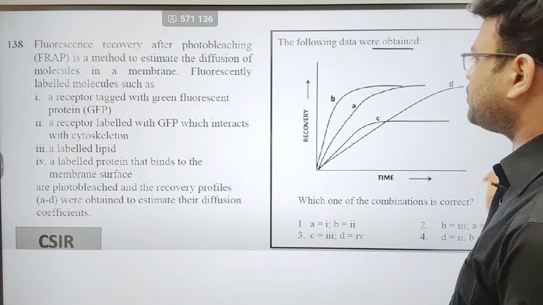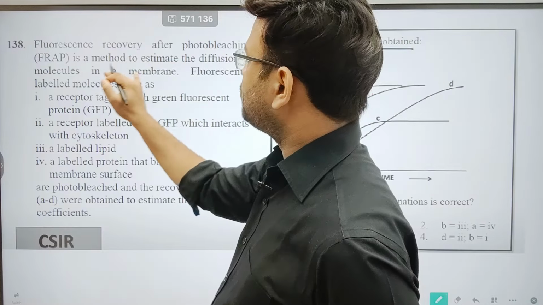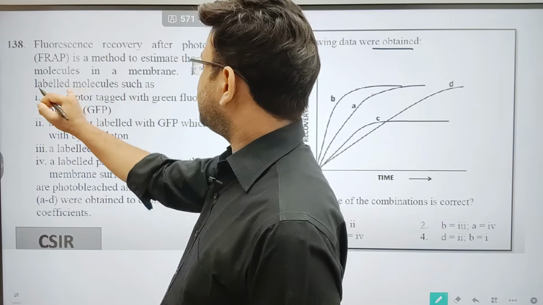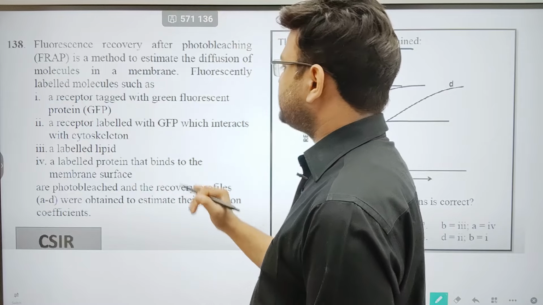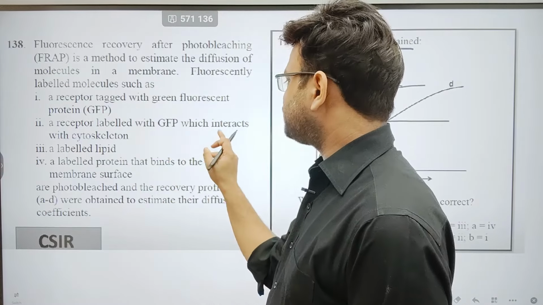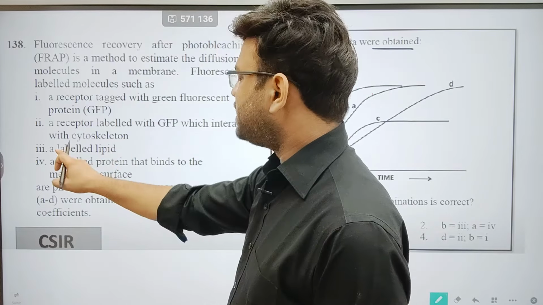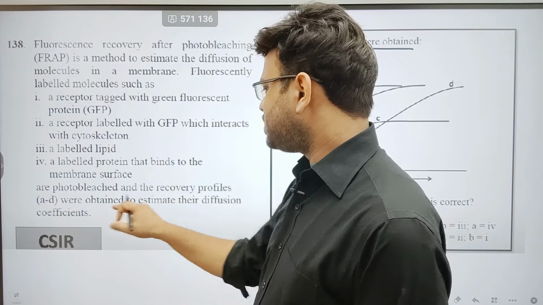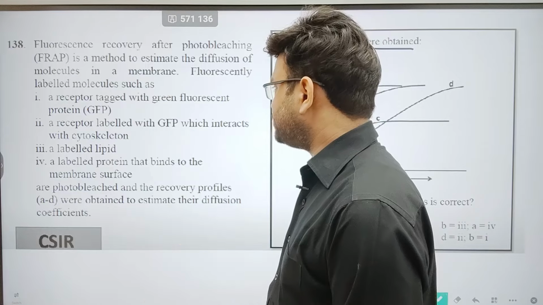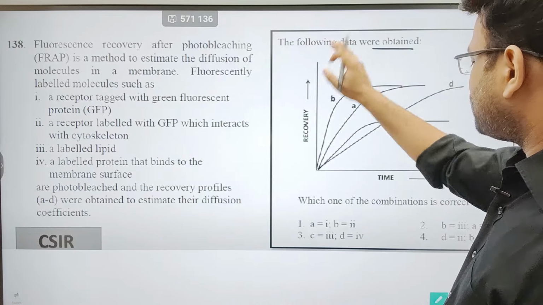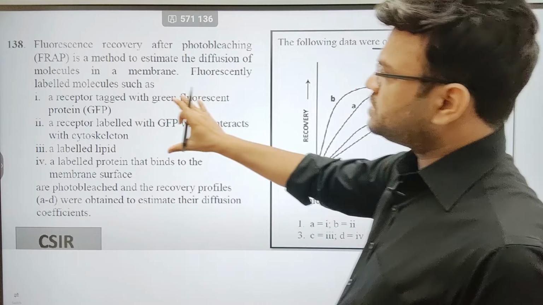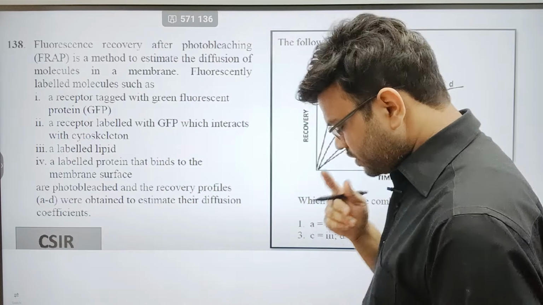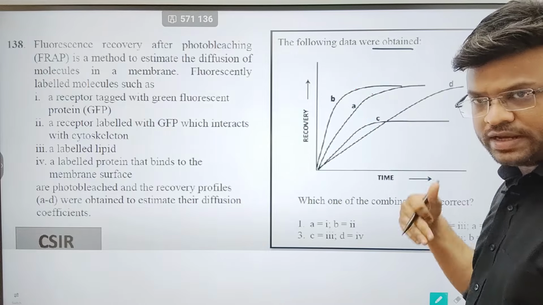This is a very important question. Fluorescence recovery after photobleaching, FRAP, is a method to estimate the diffusion of molecules. Fluorescence labeled molecules such as a receptor tagged with green fluorescent protein, a receptor labeled with GFP which interacts with the cytoskeleton, a labeled lipid, and a labeled protein that binds to the membrane surface are photobleached, and the recovery profiles A to D were obtained to estimate their diffusion coefficients. They are asking what would be the recovery profile for each.